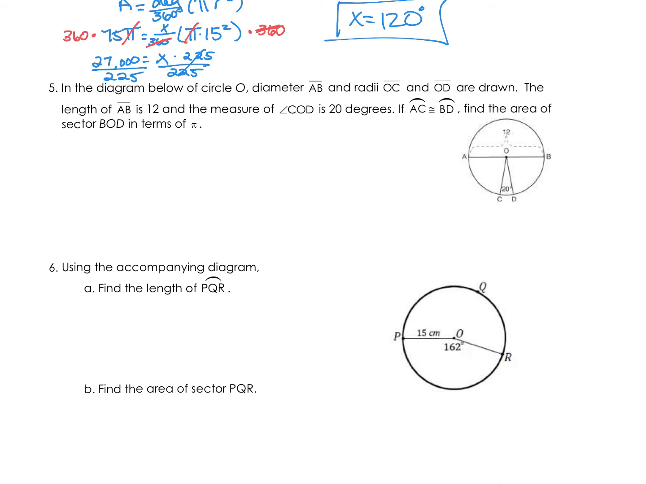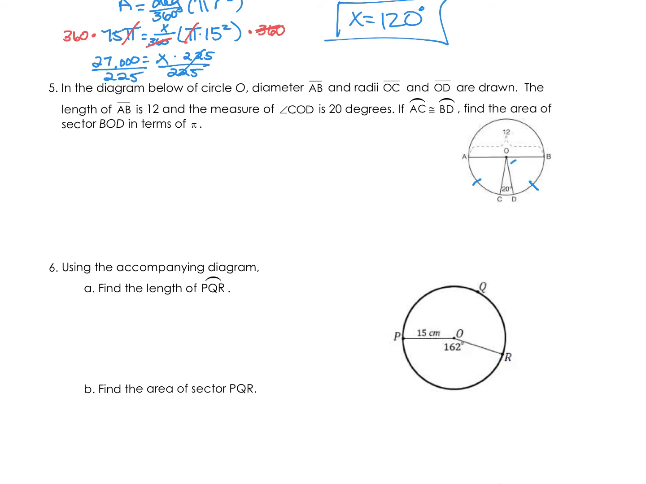Number 5, this picture looks interesting. We have circle O with a diameter and some radii. The length of AB is 12 and angle COD is 20 degrees. So it's kind of tucked in there. Arc AC and BD are equal. I'm going to put a little tick and tick on those arcs. Find the area of sector BOD in terms of pi.